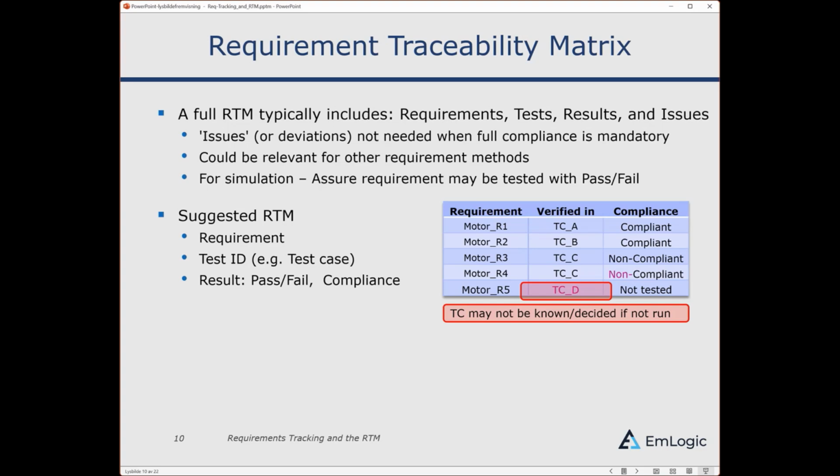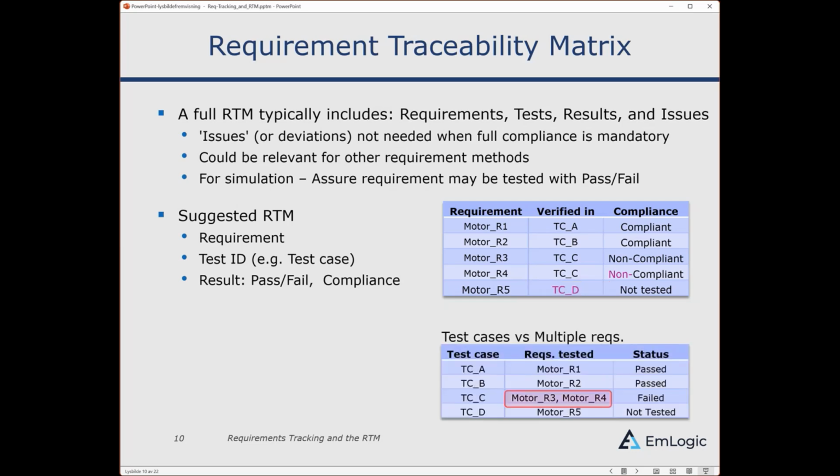And for the last one here, motor R5 requirement, what I intend to show here is that you might actually not write down the test case where it has been verified or where it should be verified when it hasn't actually been tested, because it could be that it is not known or decided when executed or before executed.